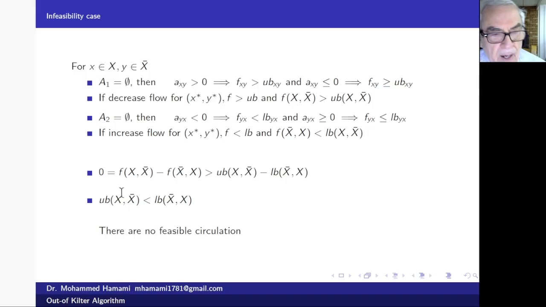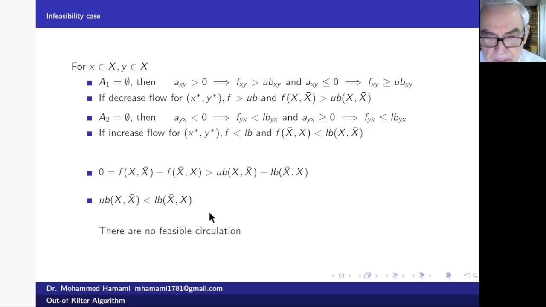Because of this relation, the maximum flow that I can send from x to x bar is smaller than the minimum flow that I could send from x bar to x. That doesn't make sense, right? So there is no feasible circulation.